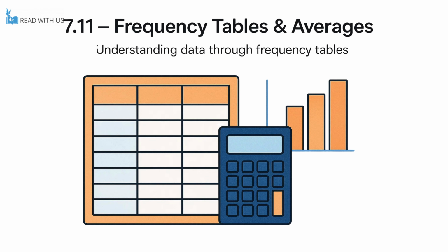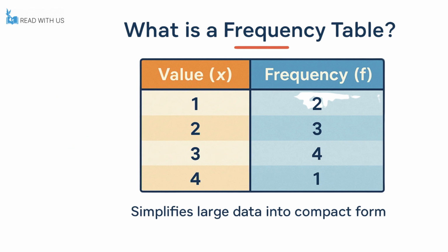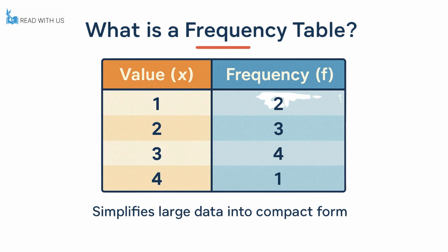In this lesson, we are learning about frequency tables and averages, how to find the mean, median, mode, and range when data is organized into a frequency table. A frequency table shows how often each value appears in a set of data. Instead of writing every number again and again, we group them neatly in a table. This makes it easier to work out averages for large sets of data.